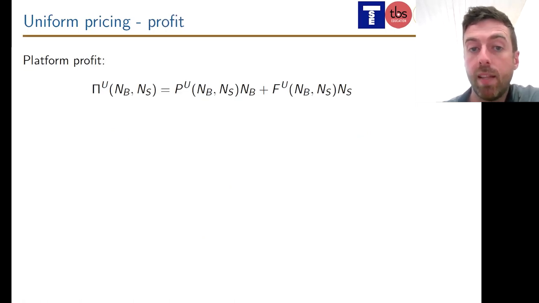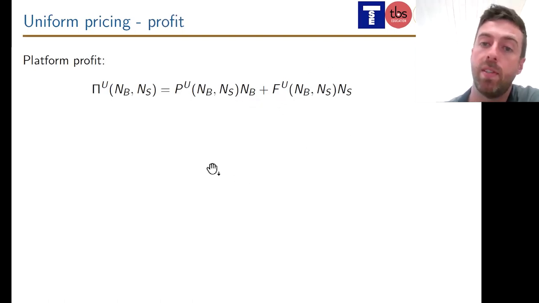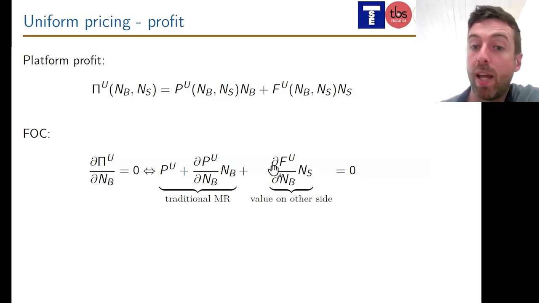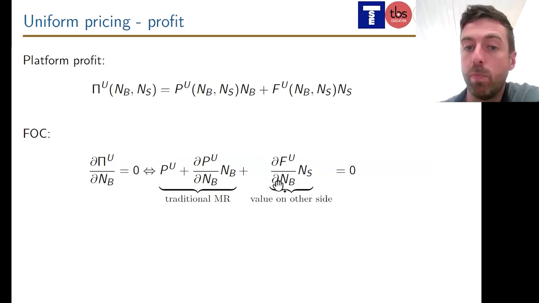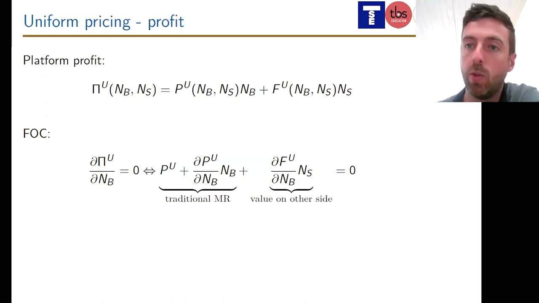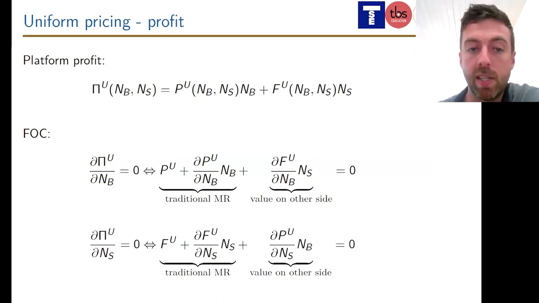Now, the platform's profit is the price to the buyers times the number of buyers plus the price to the sellers times the number of sellers. And the first order condition is the following. For the number of buyers, we have the traditional marginal revenue, and then an extra term that captures the network externality. Every time you add a new buyer to the platform, that increases the sellers' willingness to pay, so the price is going to increase. You multiply that by the number of sellers active on the platform to get the gain to the platform. And there is a similar expression for the first order condition with respect to the number of sellers.